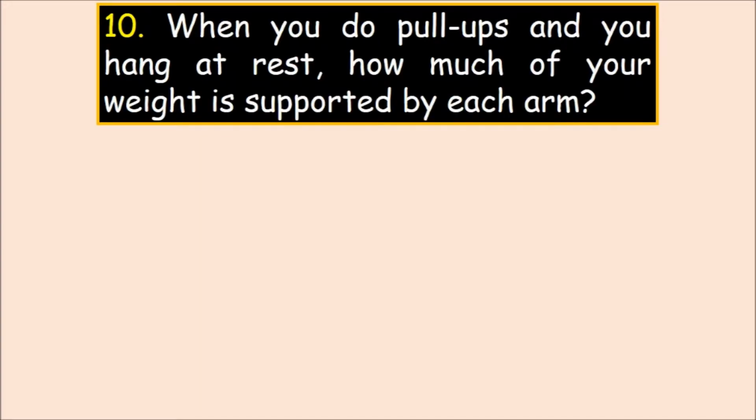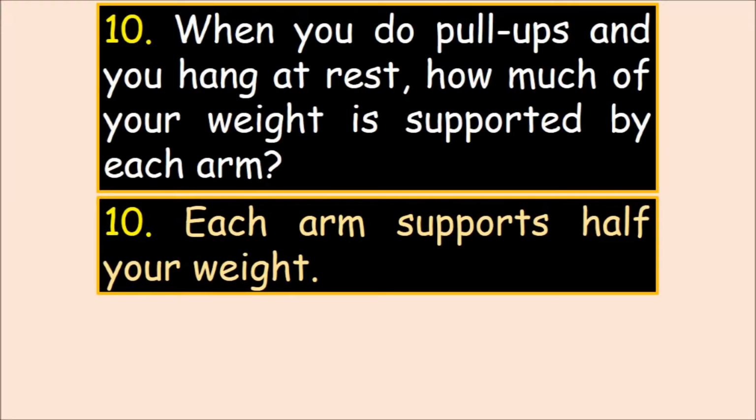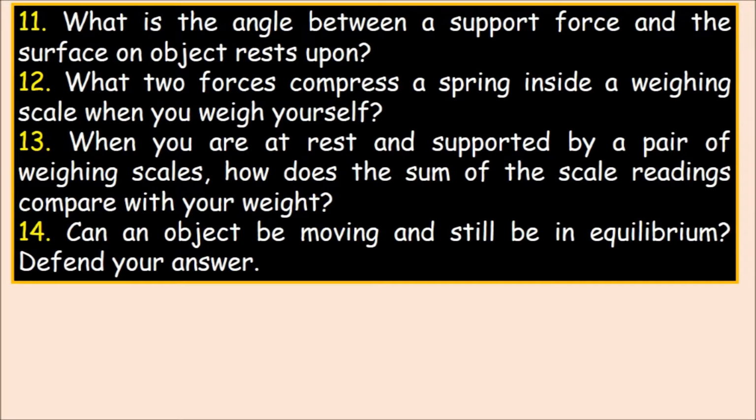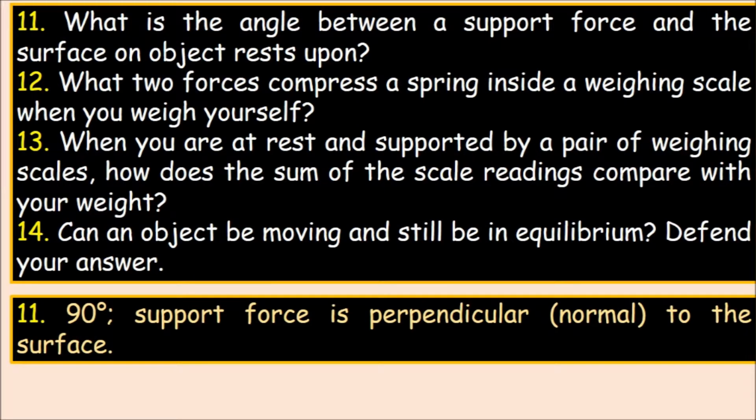No movement. When you do pull-ups and you hang at rest, how much of your weight is supported by each arm? Well, it would be half of your weight. As long as the arms are vertical, each arm would be half your weight. If they are horizontal, then the tension in each arm would be infinite. It would be utterly impossible to do that, despite what people may say to you, or what the Olympics may be. If you look at the Olympics carefully, it's not true. They're not completely horizontal. What is the angle between a support force and the surface an object rests upon? 90 degrees. The support force is perpendicular, normal, to the surface.